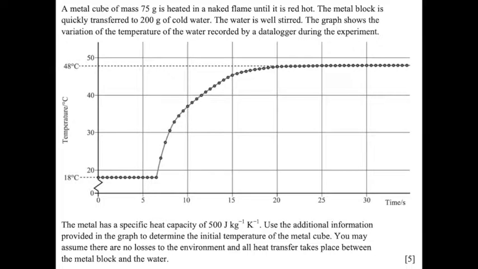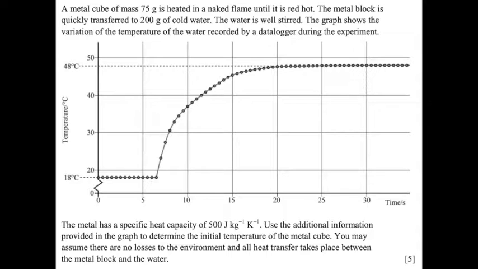So what we're doing is heating a metal cube in a flame until it is red hot. So we know that's going to be an extremely high temperature. Then we're putting it into some cold water and giving it a stir, and there's a data logger, a computer, that's going to record the changes in temperature of the water as it cools the metal block.